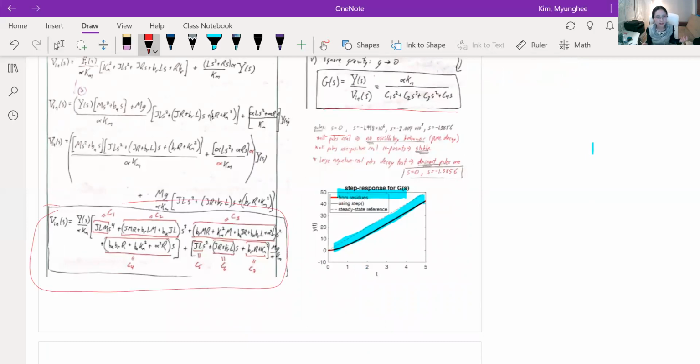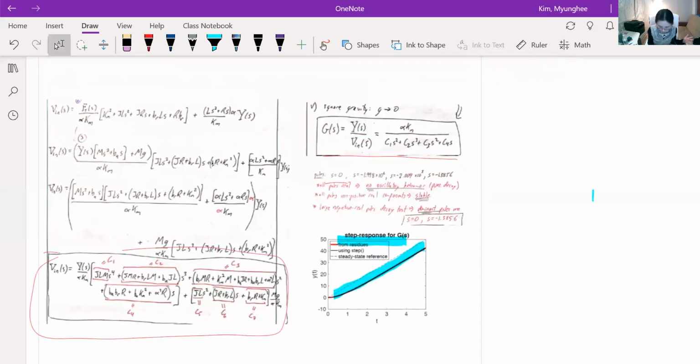But thankfully, we can ignore the gravity. So this term conveniently disappeared, and we get this equation. The better news is that we can even approximate this system as a second order system. So we can use MATLAB to find the poles.